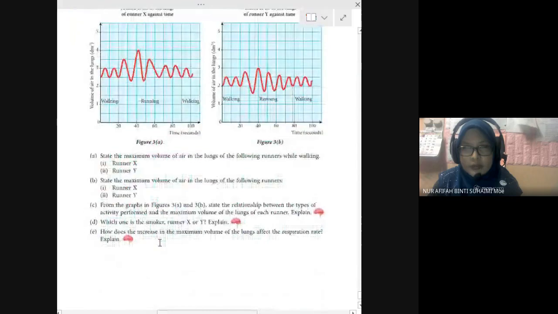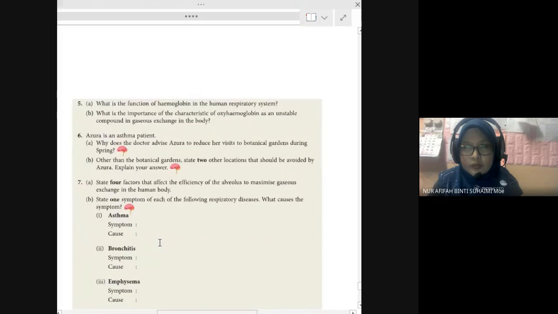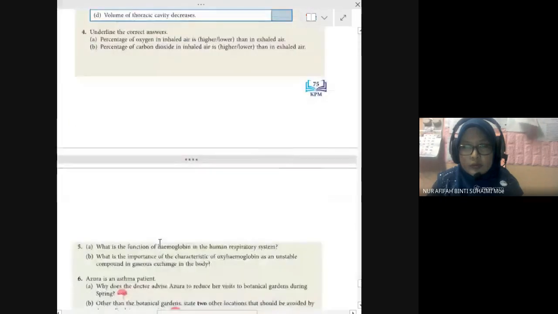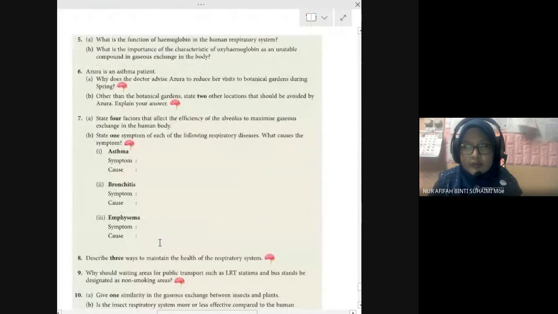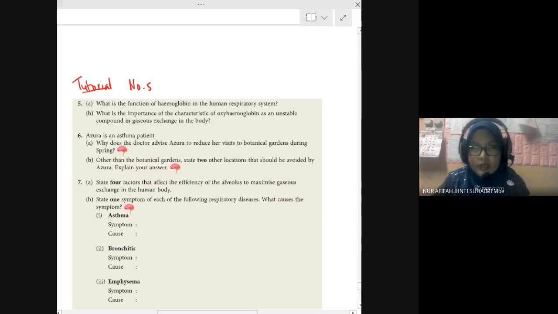Ni banyak lagi. Number 5. Okay. Ini. Buat homework. Kita ada sampai 1.5 kan? Okay, untuk yang tutorial. Tutorial hari ni. Do question number 5. Okay, number 5 until 11. Number 5 until number 11.